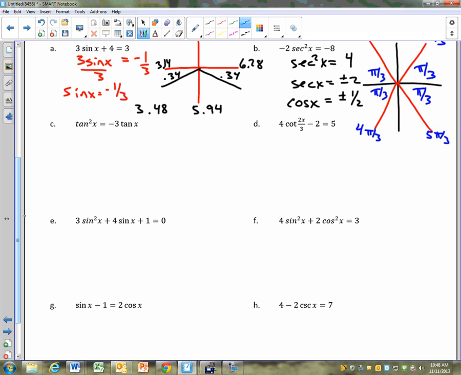What about for C? There's one mistake you can make right here: you might divide the tangent. Do not divide the tangent. You will lose solutions if you do that. Okay? Go like this. Tangent squared of x plus 3 tangent of x is equal to 0. Now what? Factor out the tangent.